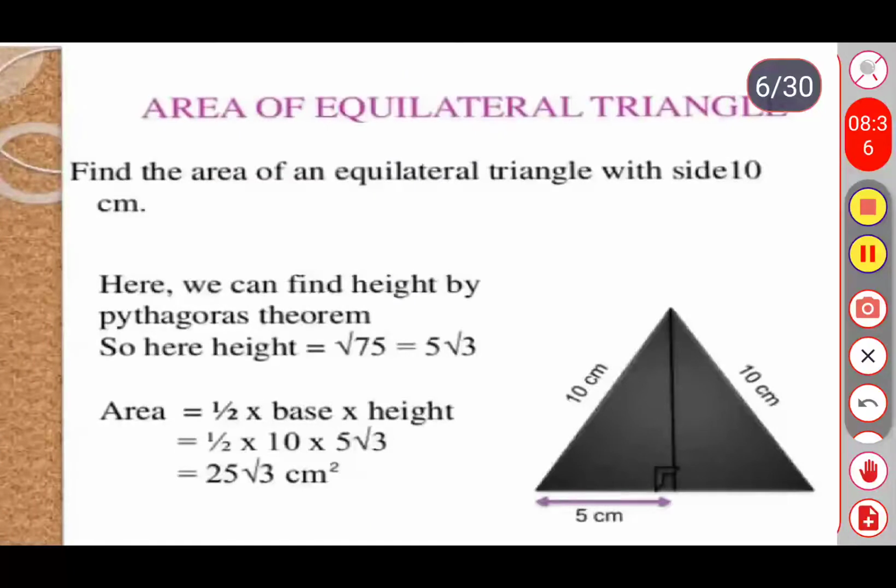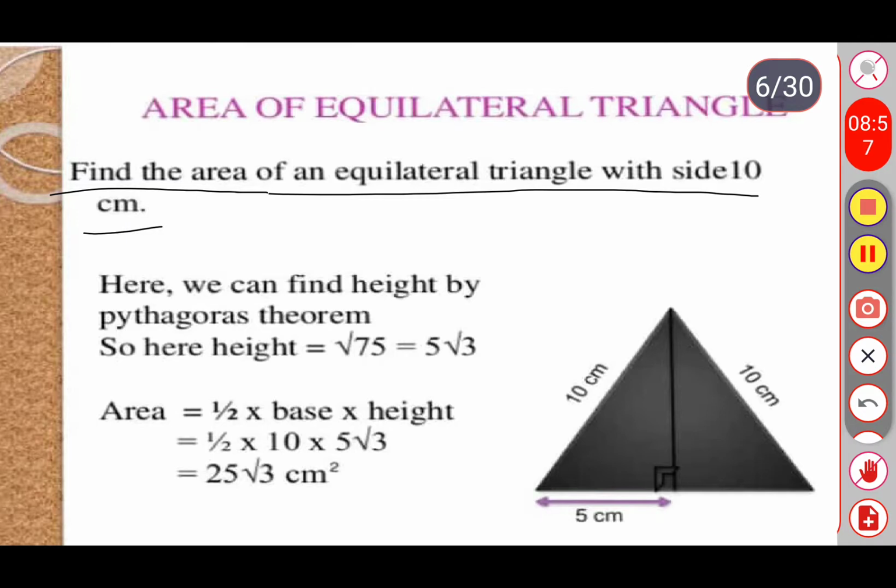Let's see some examples before going to discuss the exercise questions. Take some of the examples. We'll get the idea of how to find the perimeter and how to find the area of the given triangles. See the first question. Find the area of an equilateral triangle with sides 10 centimeter.